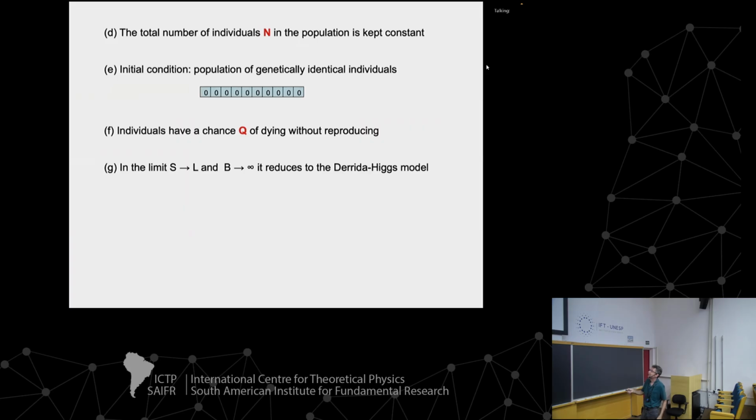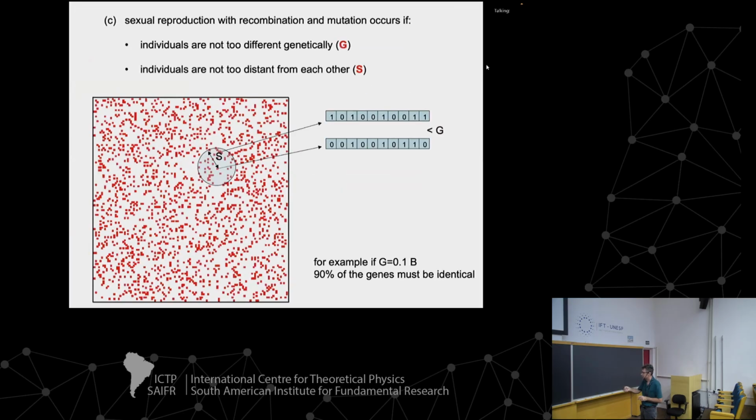And so we are going to keep the population constant at every generation. So generations are not overlapping. Every individual will have a chance to mate. When it mates, it produces an individual of the next generation. And there is also going to be a probability that the individual dies without mating. I'm going to call that probability Q.